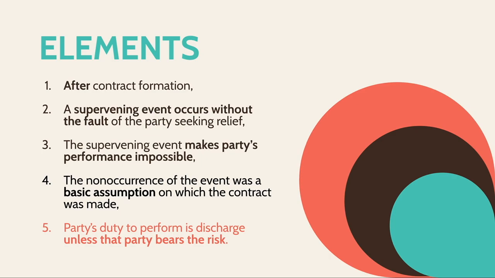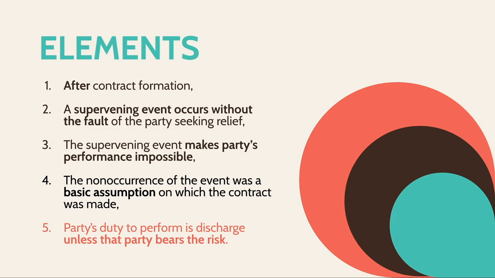Or another way of putting that is to say their duty to perform has been discharged such that they no longer have to fulfill it, because the normal way to discharge a contract duty would be to perform that duty. Well, here we're saying this defense, this excuse, is discharging it for you so that you don't have to do it. But that will not occur, even if you meet elements 1 through 4, if you bear the risk of this event occurring.